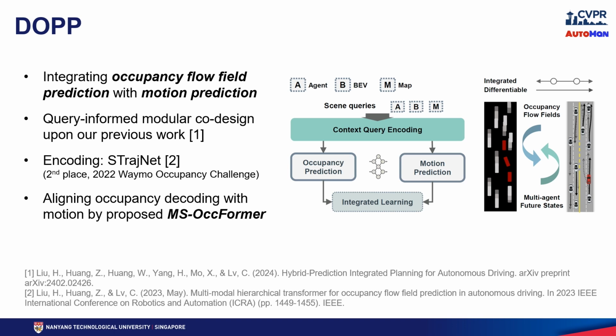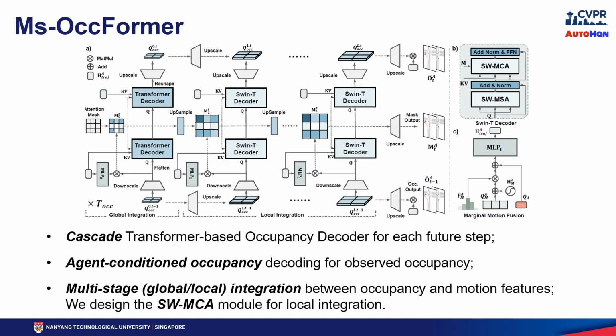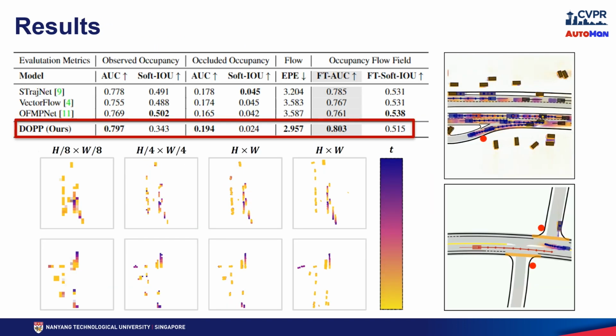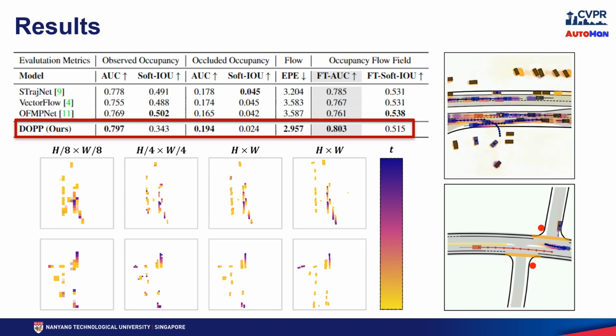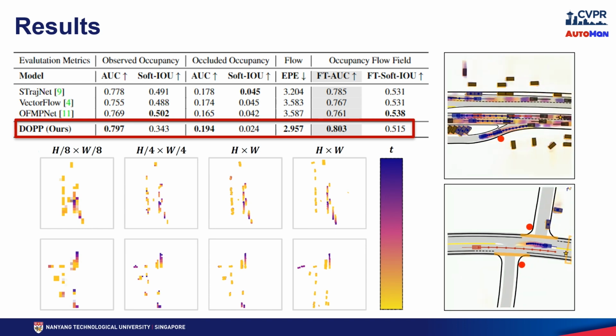We proposed the MS-Occ to perform aligned occupancy decoding. To be specific, the MS-Occ used cascade transformer-based occupancy decoding for each future step. We designed an agent-conditioned occupancy decoding task for observed occupancy. Furthermore, a multi-stage integration between occupancy and the motion features is adopted with a designed swin multi-head cross-attention module, or SWMCA, for local integration. DOPP achieves state-of-the-art results in the occupancy and flow leaderboard and gets substantial prediction improvement compared with our previous submission.